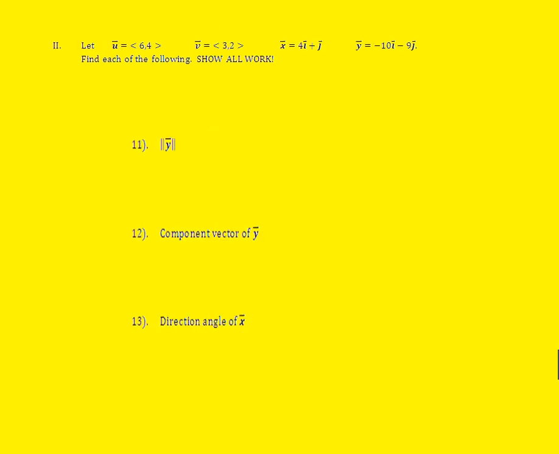Let's look at number 12, the component vector of y. So we just need to turn vector y into a component vector, which is just something with the angle brackets. Whatever's in front of i becomes your first component. Whatever's in front of j becomes your second component.